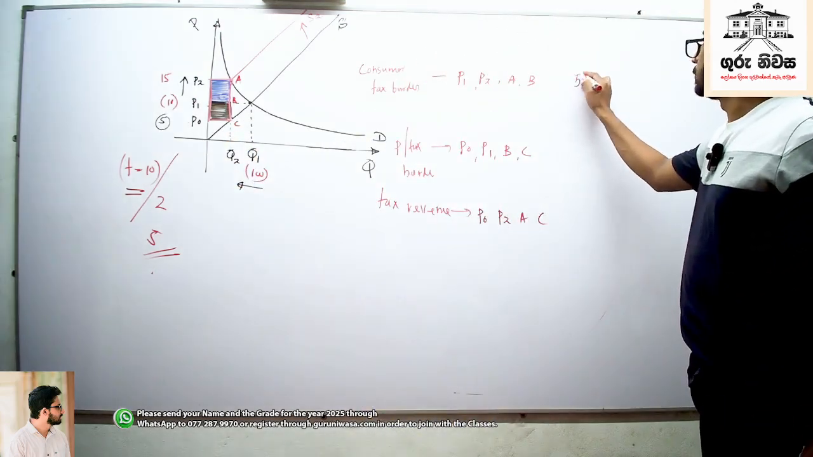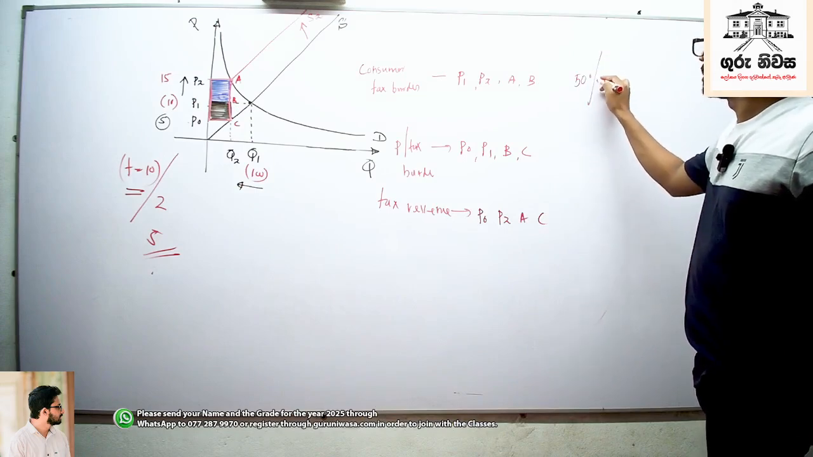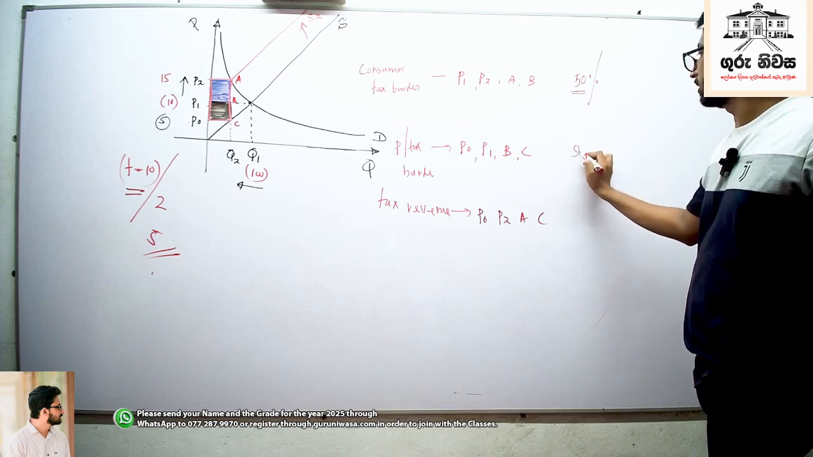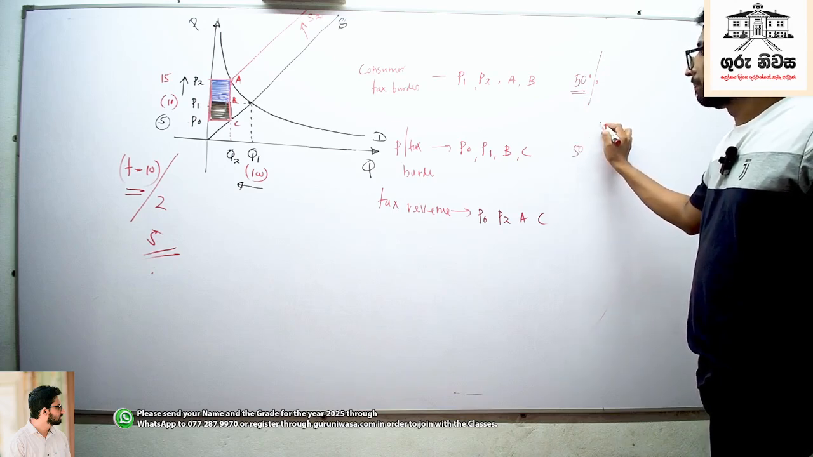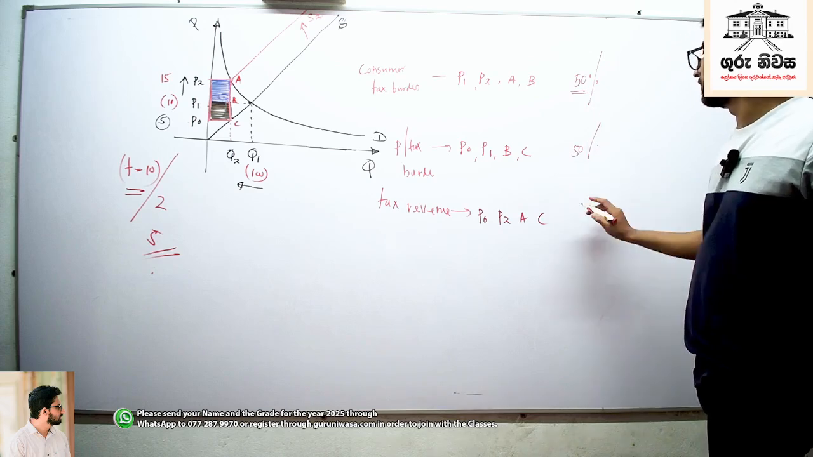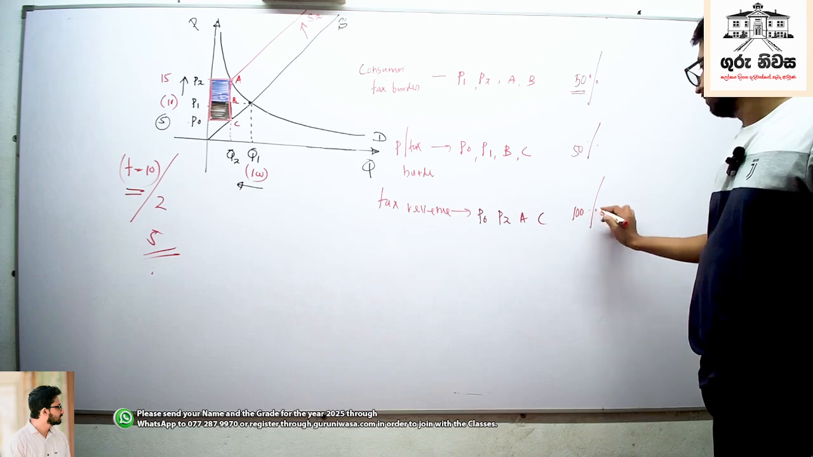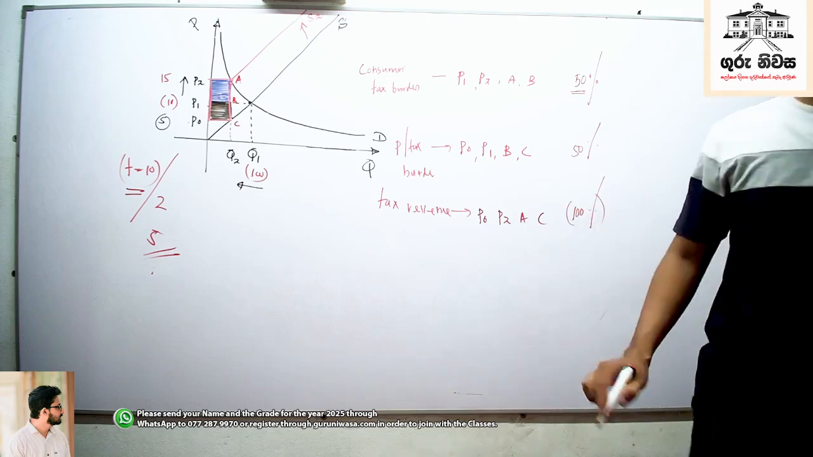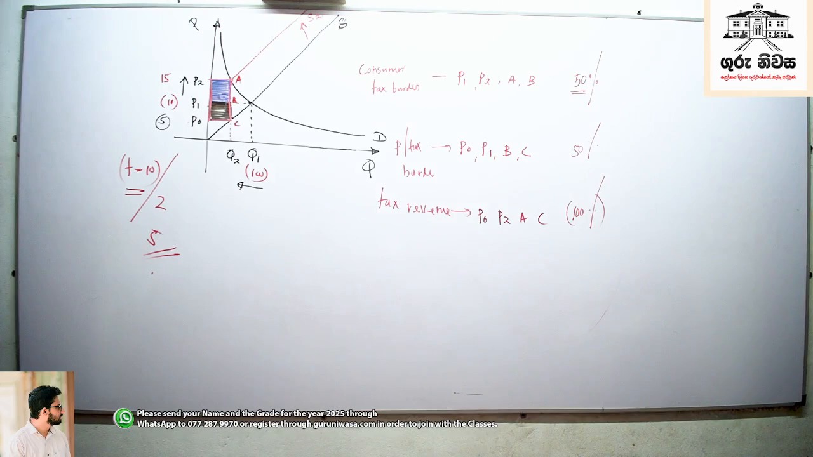Here, the consumer bears 50% of the tax burden and the producer also 50%. Finally, 100% goes to the government as tax revenue. Here it means that if PED and PS are equal, the tax burden is divided equally between consumers and producers.